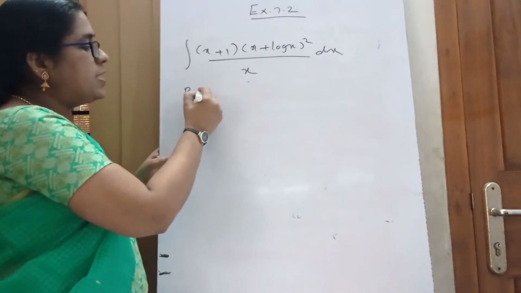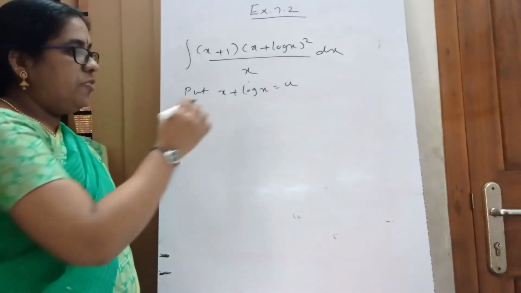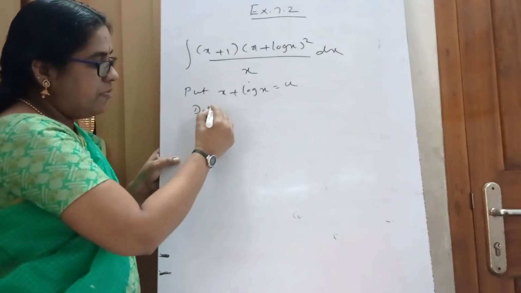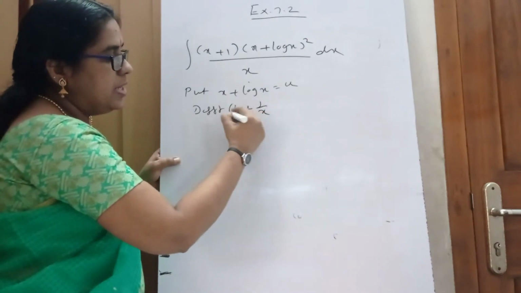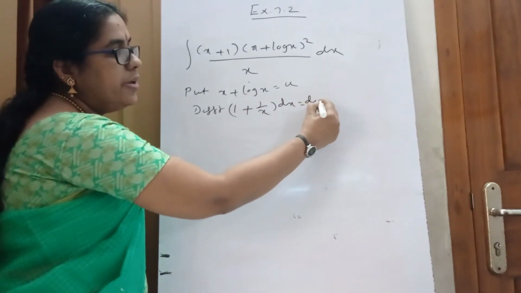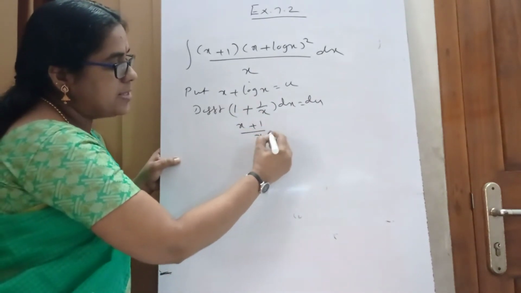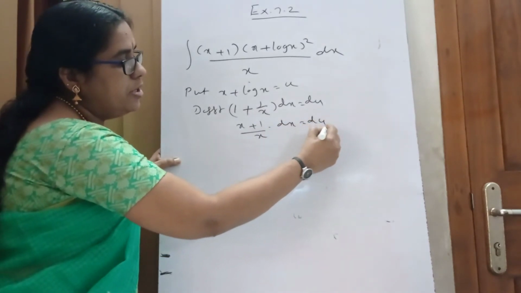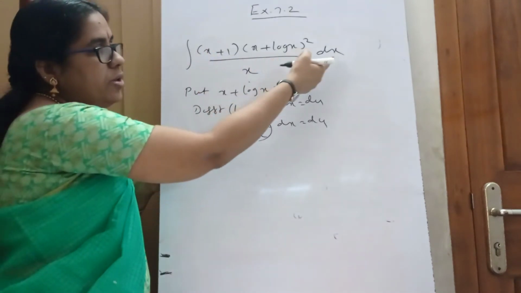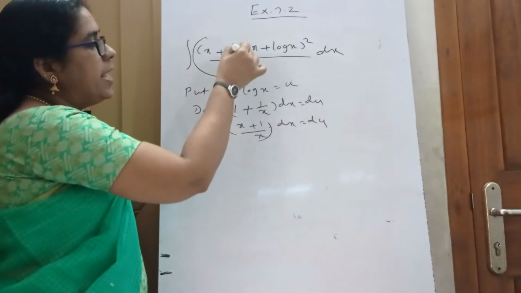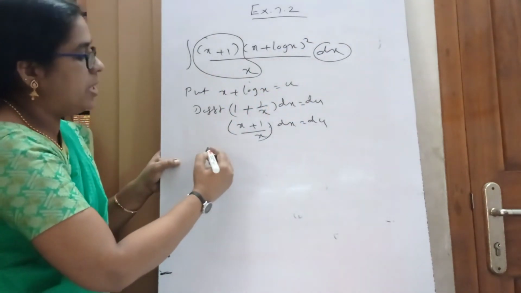Here we put x plus log x is equal to u. If we differentiate, we get the derivative of x is 1 plus the derivative of log x is 1 by x, into dx is equal to du. If you take the LCM here, x plus 1 by x into dx is equal to du. Look here children, x plus 1 by x is here, and dx is also here, so we can take it together. x plus 1 by x into dx becomes du.